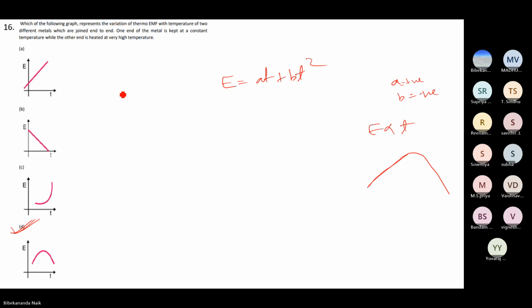Because here it is given that the other end is heated to a very high temperature. So when we go towards higher temperature, this T square term will be dominant. And since B is negative, the value will decrease. So at higher temperature, the relation is like the one given in option D.